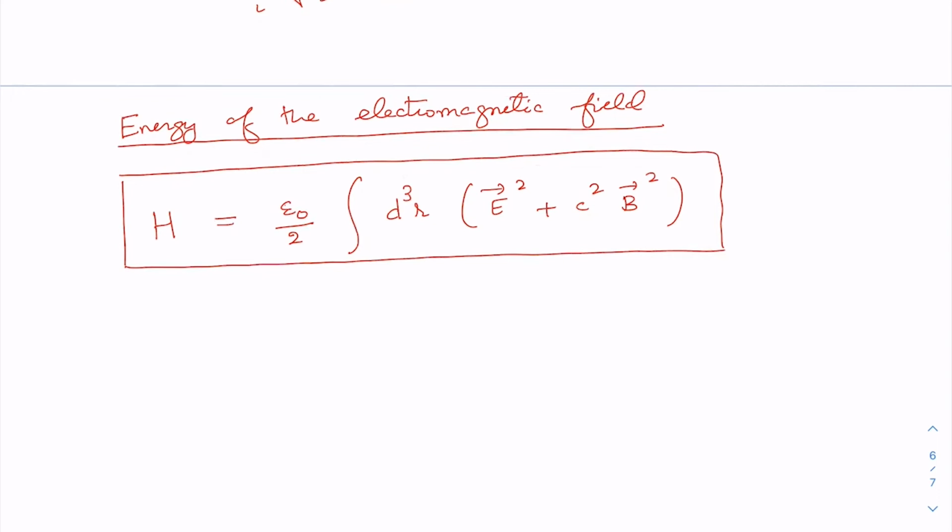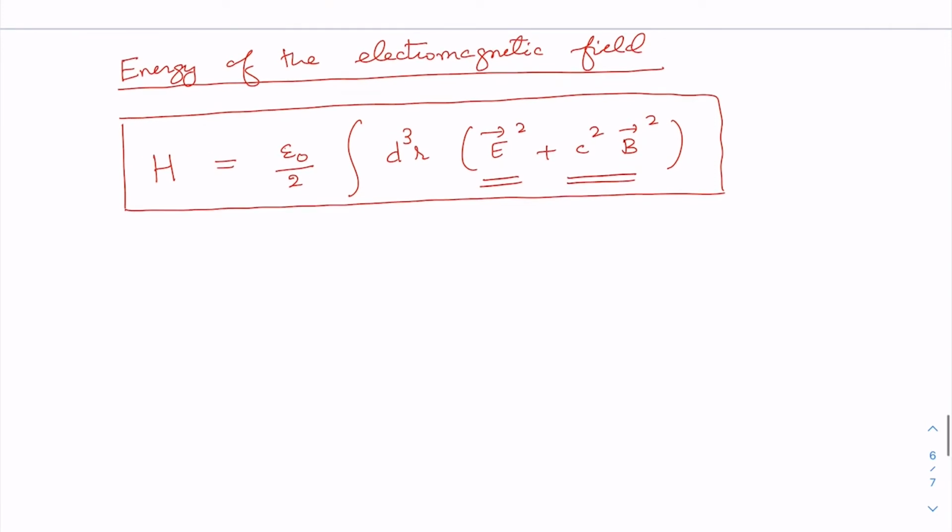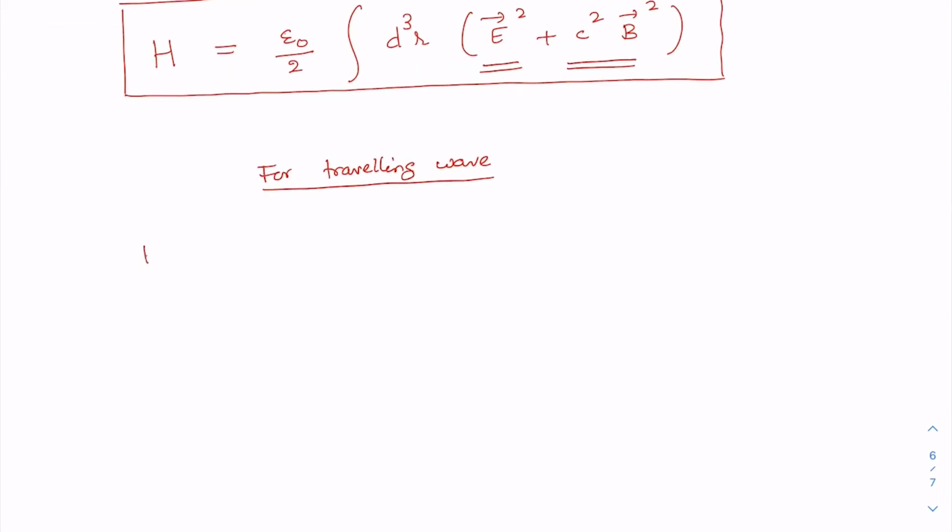In fact, this equation gets further simplified for traveling waves, because for a traveling wave the first term and the second term are equal. So the total energy for a traveling wave we can write as epsilon 0 times the integral d3r E square. Okay, let us now work out this integral.